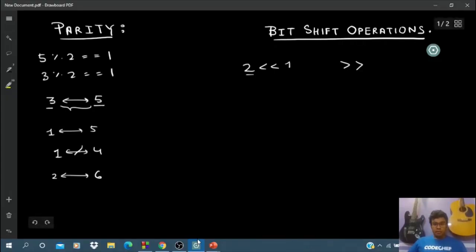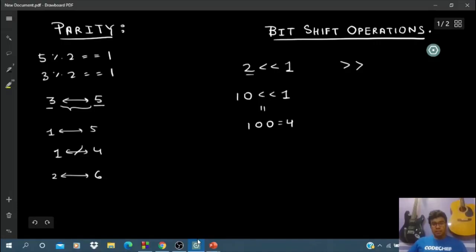So if I want to find out the value of 2 left bit shift operator of 1, what I mean is, I'm going to write this as 1 0 and then bit shift operator 1. What this will do is it will add one more bit. It will shift all the bits to the left. So the answer to this will be 1 0 0, which is equal to 4.